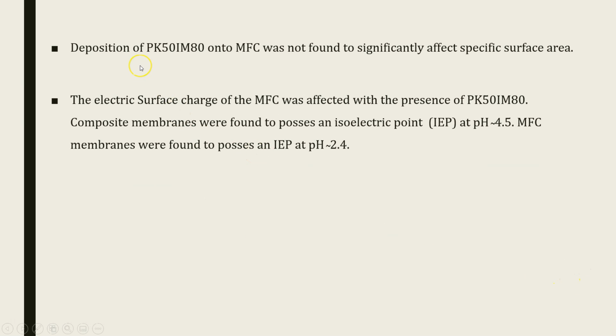The deposition of pK15 imidazole-18 on top of microfibrillated cellulose was not found to significantly affect specific surface area. The electric surface charge of the microfibrillated cellulose was affected by the presence of pK15 imidazole-18. Composite membranes were found to possess an isoelectric point at pH 4.5. Microfibrillated cellulose membranes were found to possess an isoelectric point at a pH of 2.4.